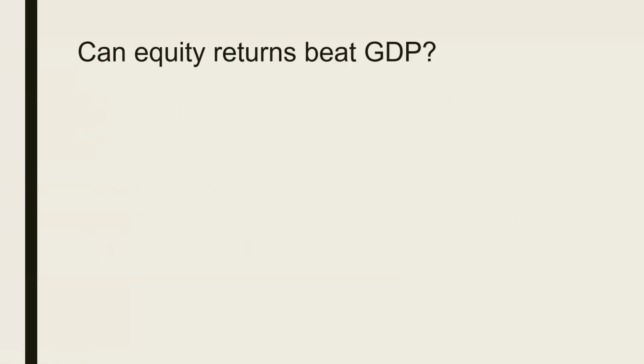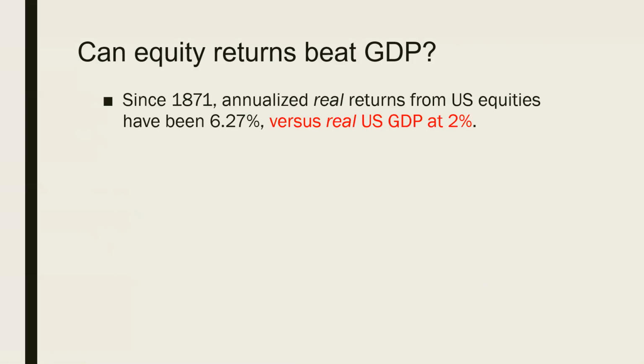Now, let's look empirically. Can equity returns actually beat GDP? Well, if you go to the US, since 1871, so we're talking about 150 years of data here, annualized real, that means excluding inflation, returns from US equities have been about 6.2%, versus US GDP, which has been about 2%.